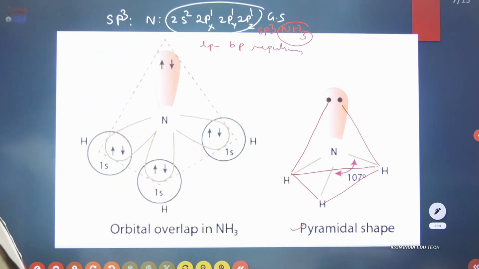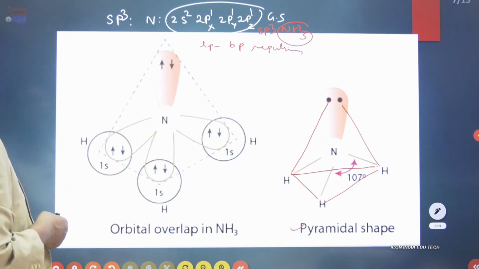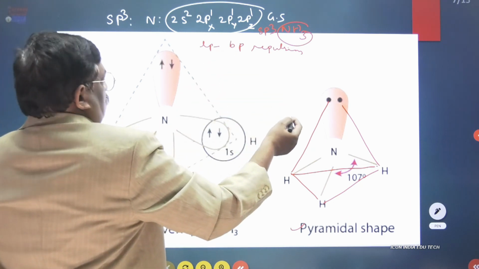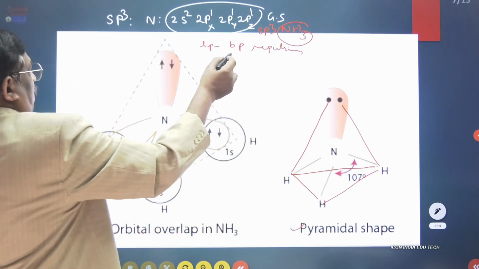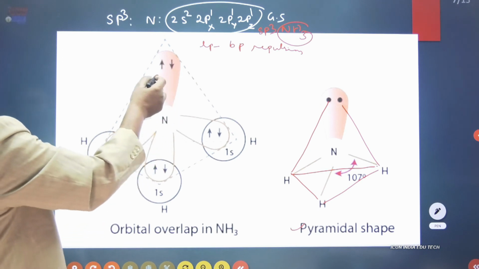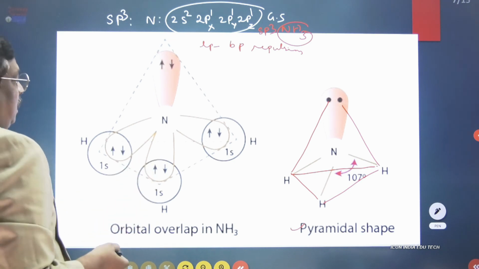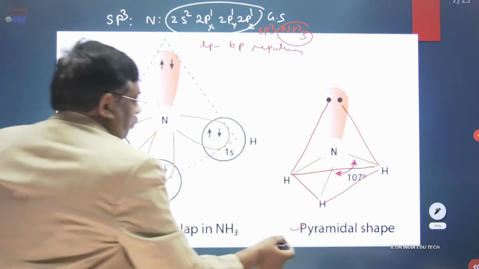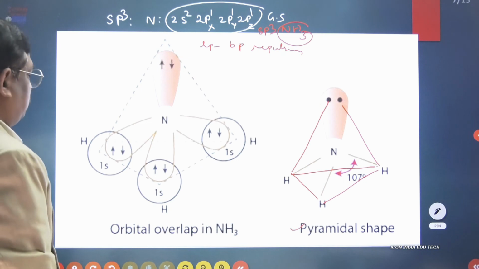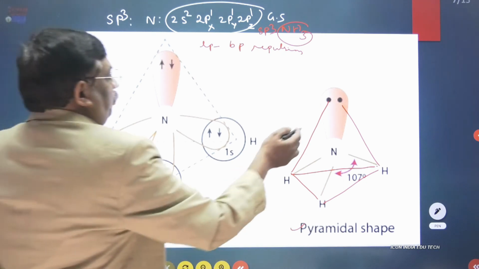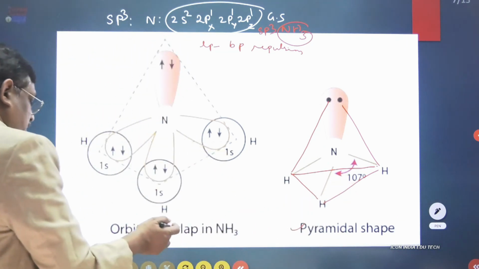Once again, sp3 hybridization. Nitrogen has 2s2, 2px1, 2py1, 2pz1 in the ground state. The 3 unpaired electrons are present in the ground state. That is why it is able to form 3 covalent bonds. Because of lone pair, bond pair repulsions, though hybridization is sp3, the repulsions of lone pairs cause the geometry to get disturbed. In place of tetrahedral, it has distorted tetrahedral, that is pyramidal shape. Bond angle is 107 degrees, 18 minutes. So the lone pair is at the apex of the pyramid and 3 hydrogens are at the base of the pyramid. This is the ammonia molecule.